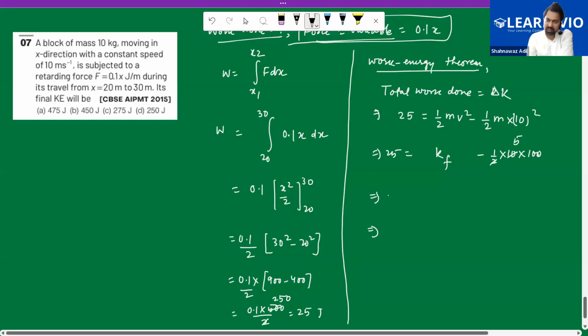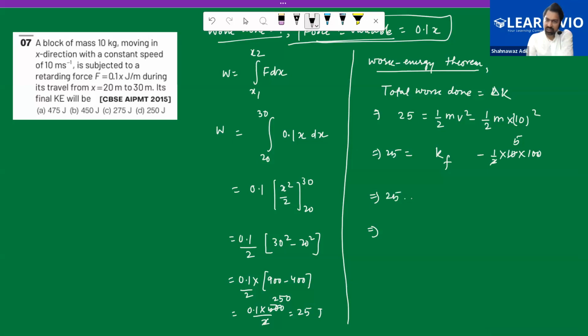So this is 25 plus 500. 25 plus 500 is the final kinetic energy. So this is 525. But there is one important thing that we have missed.